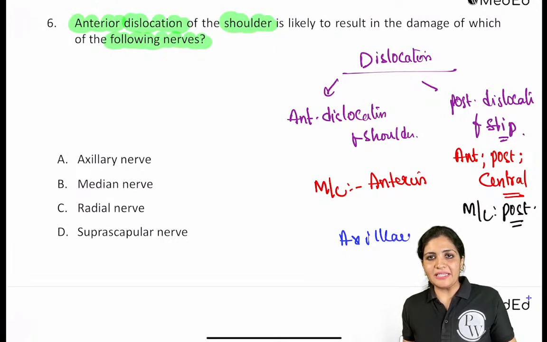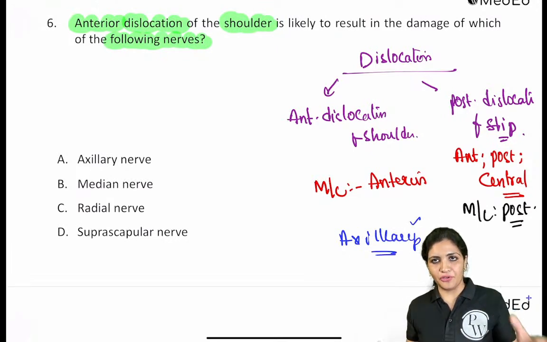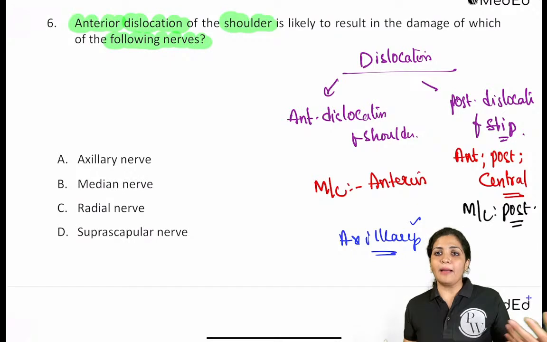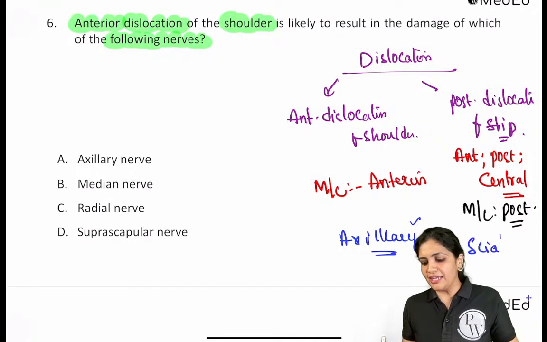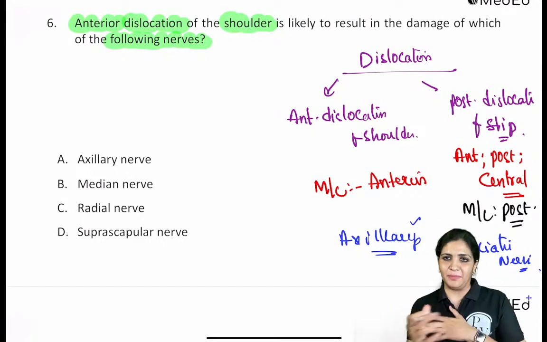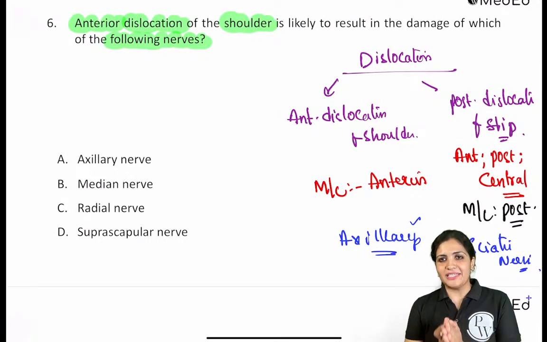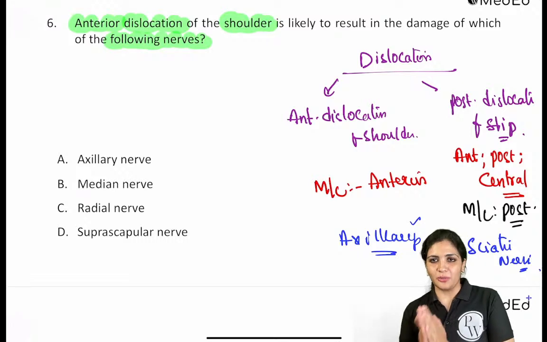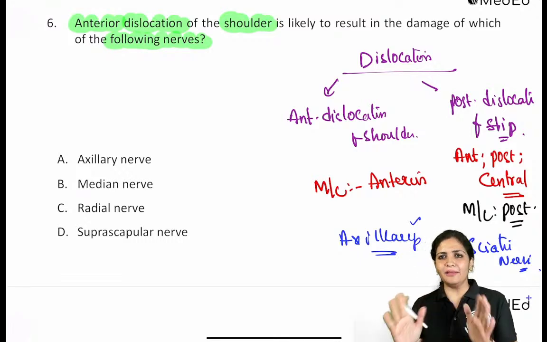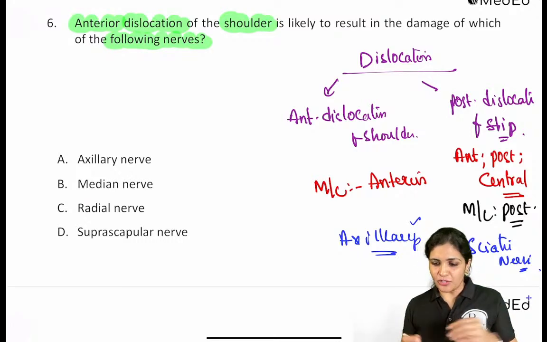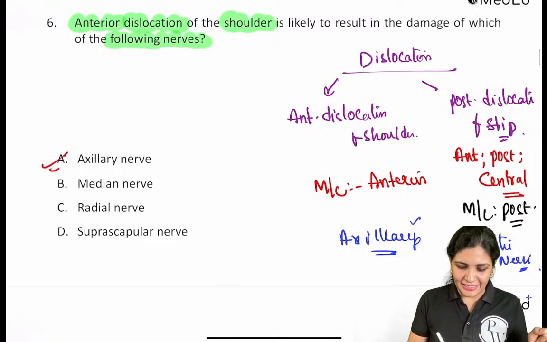So the important nerve which you have to remember in case of your anterior dislocation of the shoulder is your axillary nerve. The axillary nerve is the one which is damaged in case of anterior dislocation of the shoulder. Coming to the posterior dislocation of the hip, it is your sciatic nerve, the only nerve which is present on the posterior aspect, right? This is the nerve which gets damaged in case of posterior dislocation of the hip. Very, very important, all the important one-liners. So here the answer is very straightforward, the axillary nerve, right?